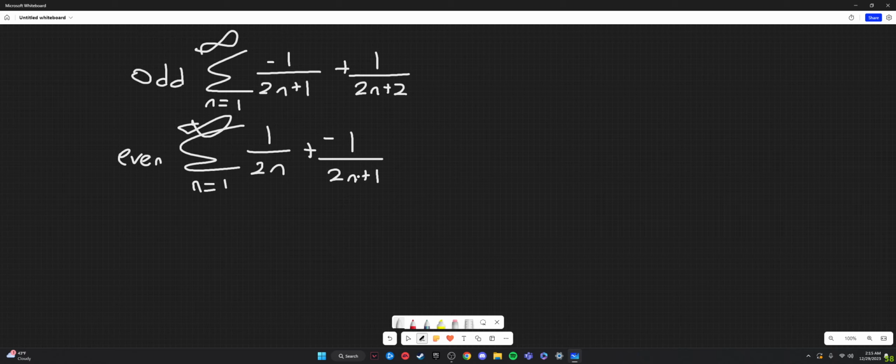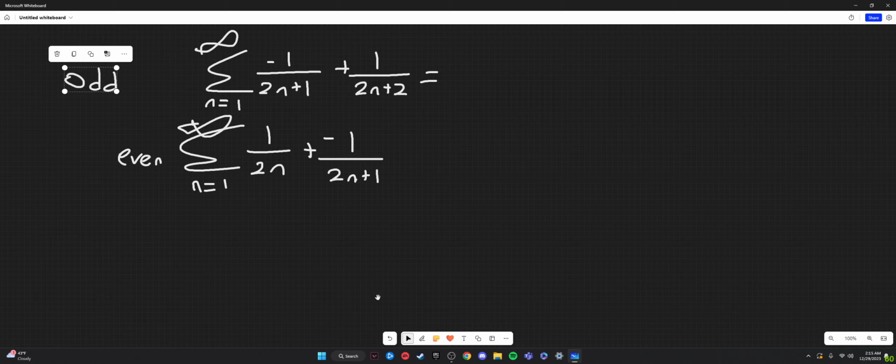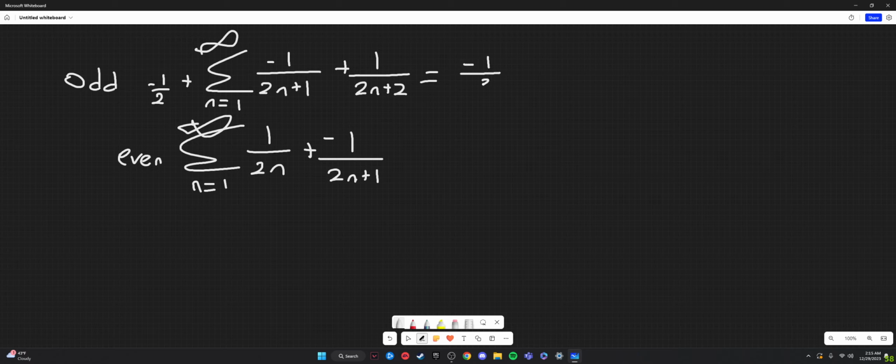What I wanted to do here is, once again, write down a couple of the terms and compare them to a very well-known series. Before I forget, you in fact have to add the -1/2. It's not included. So, writing down our terms for n equals 1 on the odd ones, we'll have -1 over 3 plus 1 over 4.